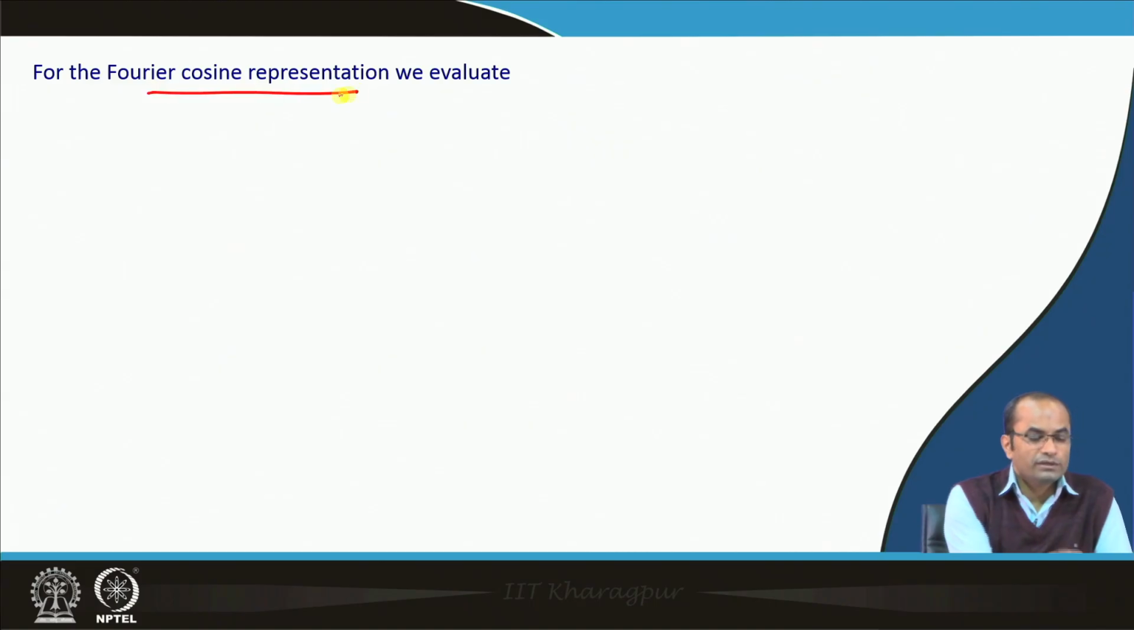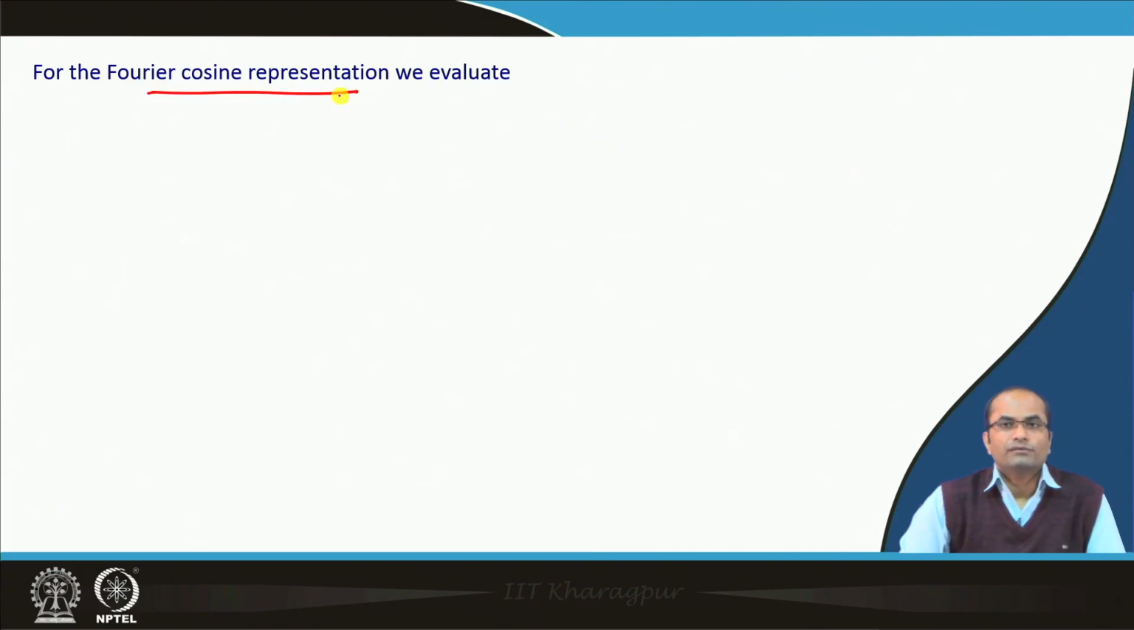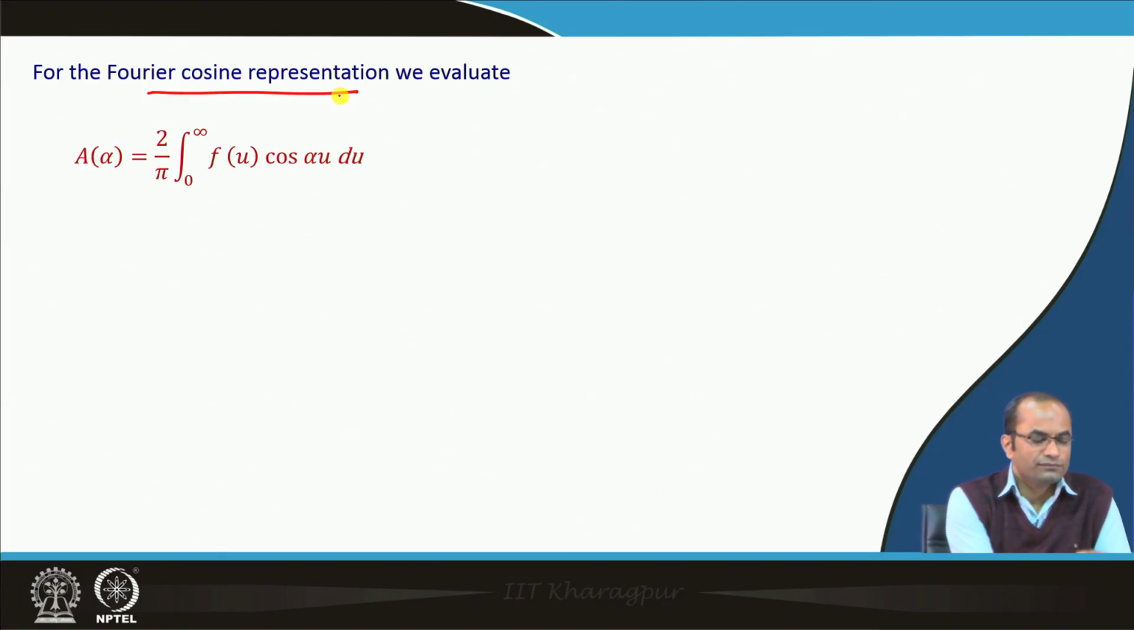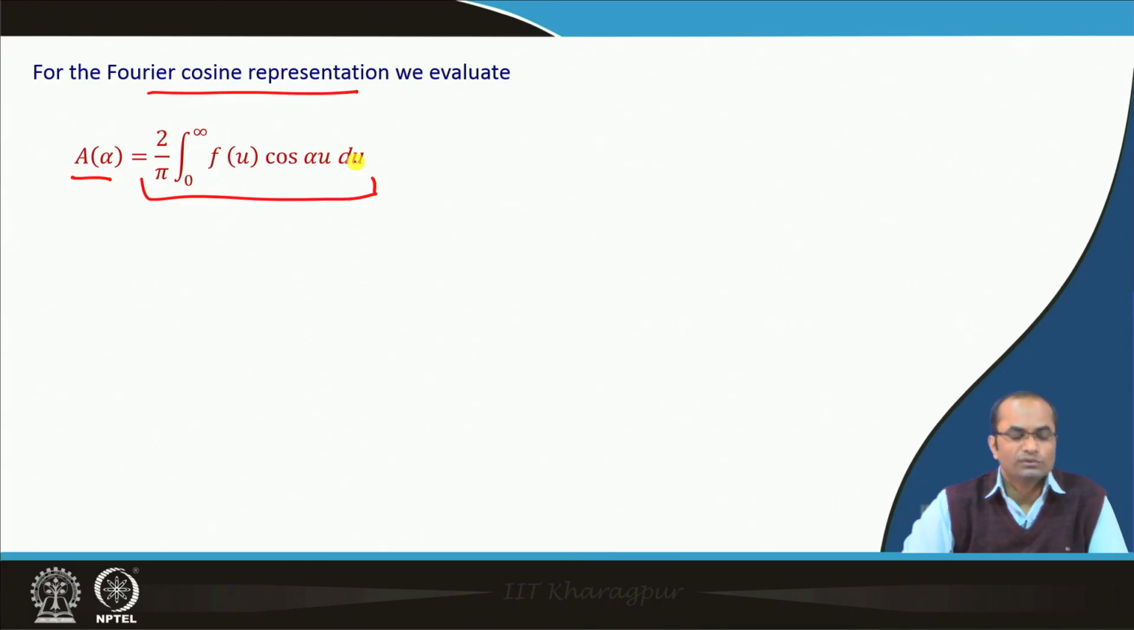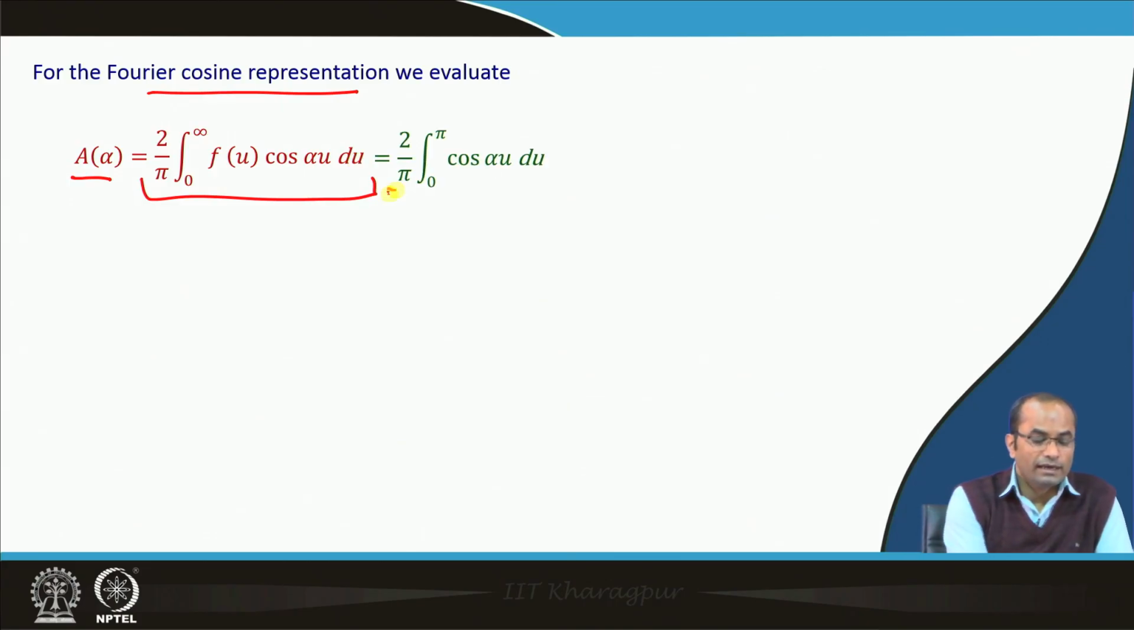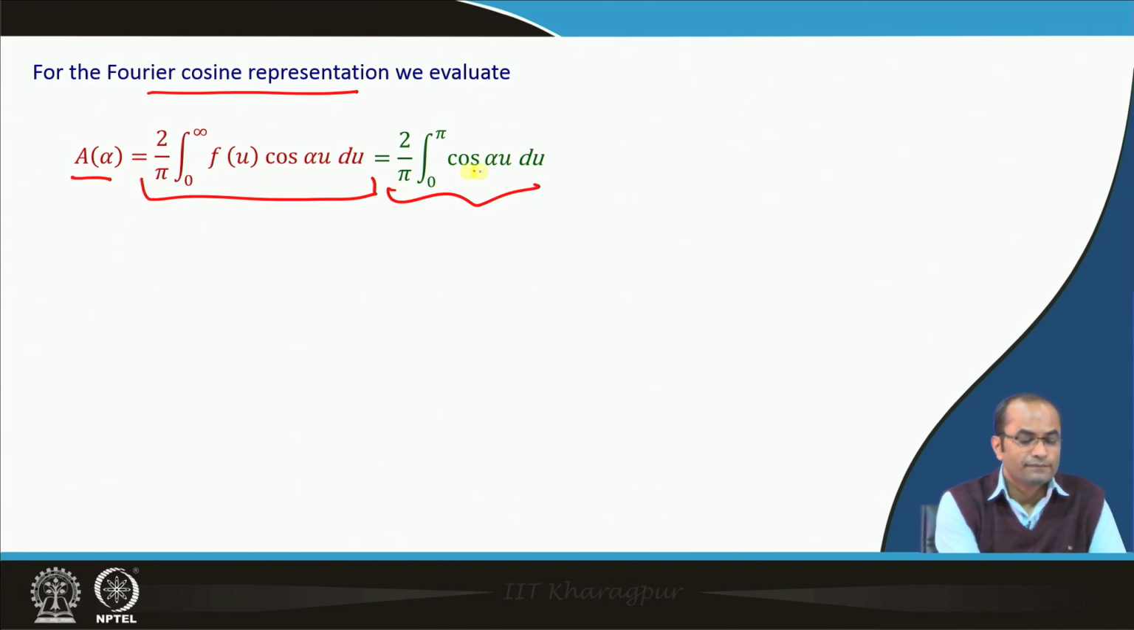So, coming to the Fourier cosine representation, where we have to extend the given function to make it an even function, and then its Fourier representation will have a(alpha) computed using 2 over pi, integral from 0 to infinity of f(u) cos(alpha u) du. We can compute this as 2 over pi, integral from 0 to pi, since the value is 1 in 0 to pi, otherwise it is 0. Then we have cos(alpha u) du.